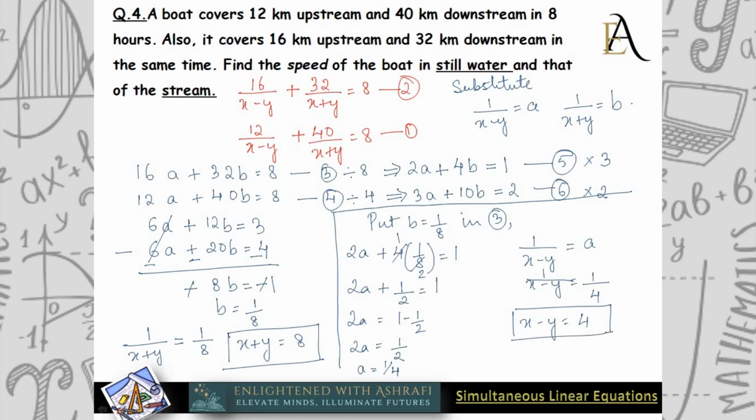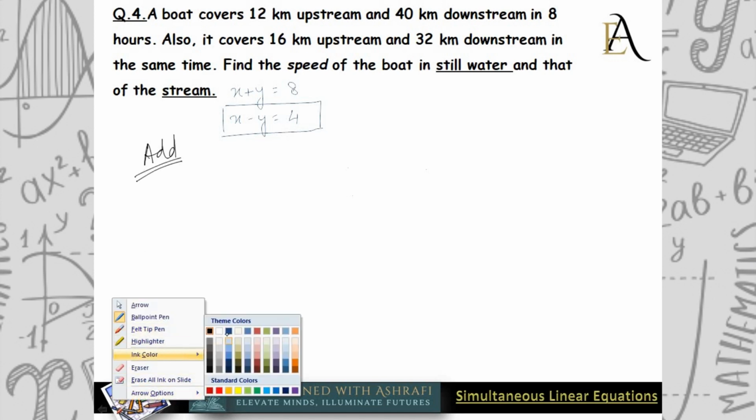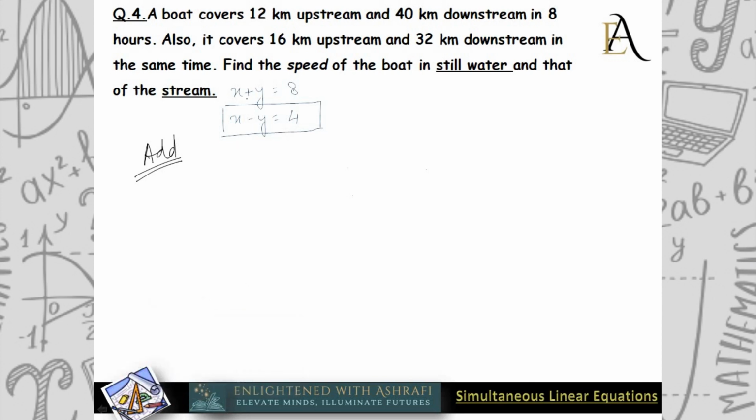Now we'll use these two formulas. Now let's solve them using elimination, because we can see over here plus y and minus y can be cancelled off. So let's add them. So this gets cancelled off. We get 2x is equal to 12. 2 ones are 2, 2 sixes are 12. Therefore x is equal to 6.